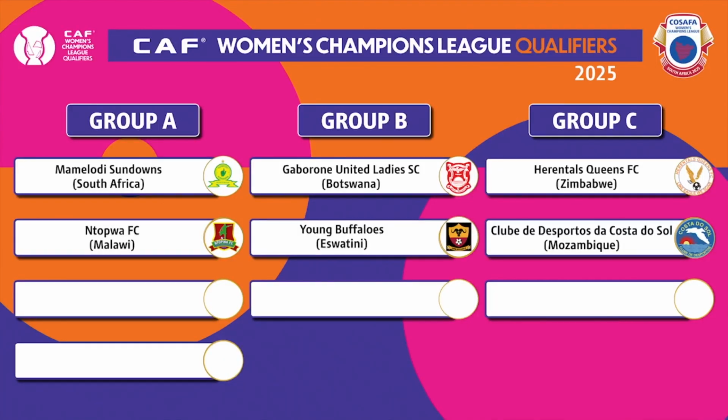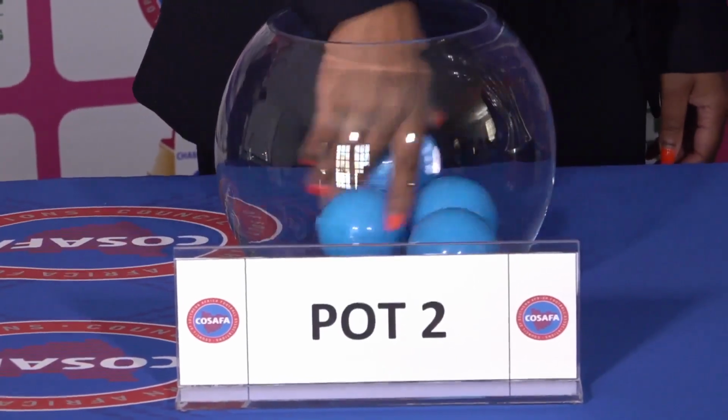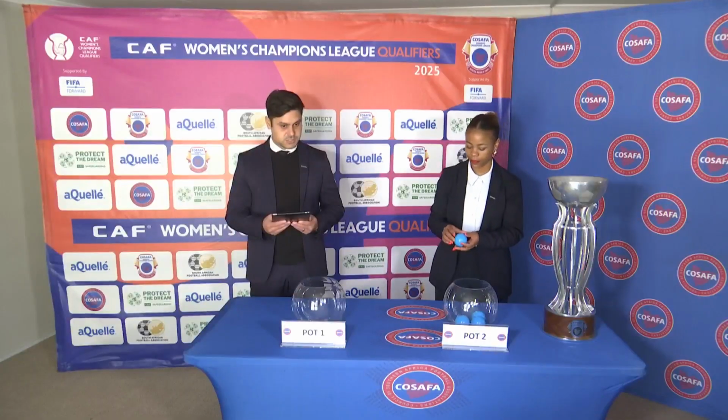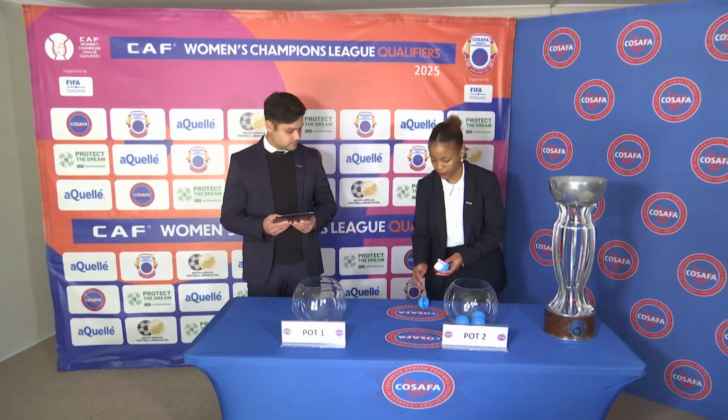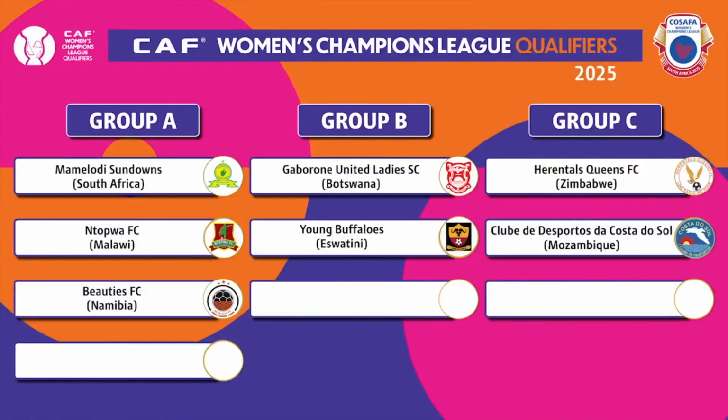Thank you, Mamelo. We now move over to pot 2 and back to Group A, position A3. This team will join Mamelodi Sundowns and Intopwa FC. Position A3. Beauties FC from Namibia. Beauties FC will make their debut at the CAF Women's Champions League CAF Qualifier this year. They won the Namibian Women's Super League in 2025.